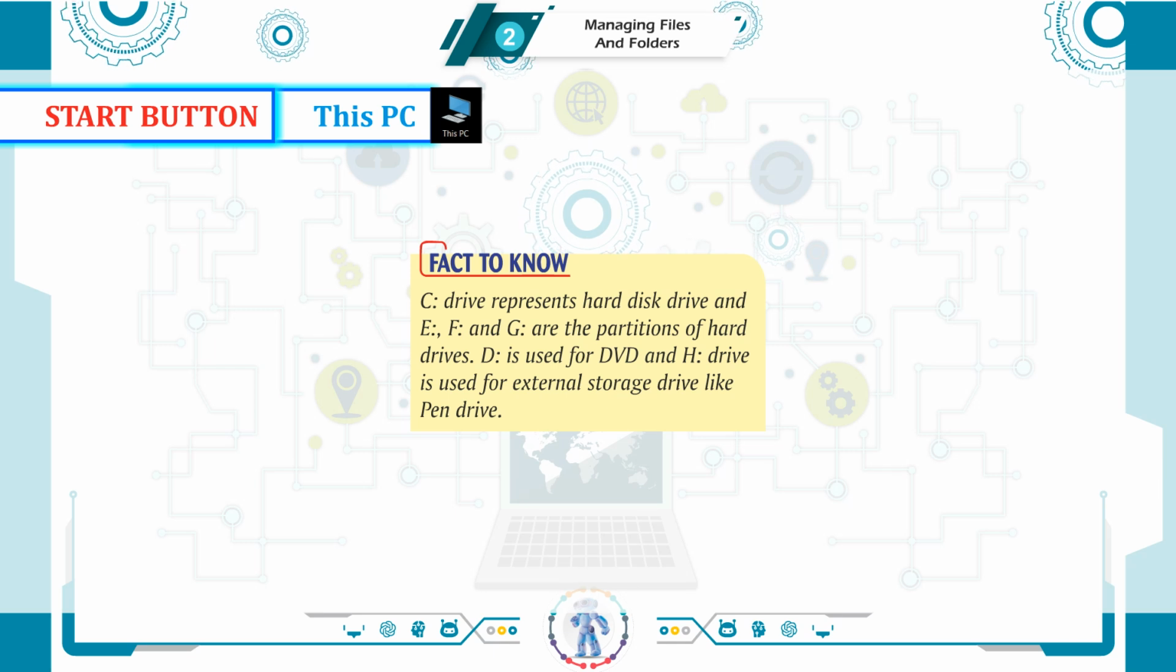Fact to know: C drive represents the hard disk drive, and E, F, and G are the partitions of the hard drive. D is used for DVD, and H drive is used for an external storage drive like a pen drive.